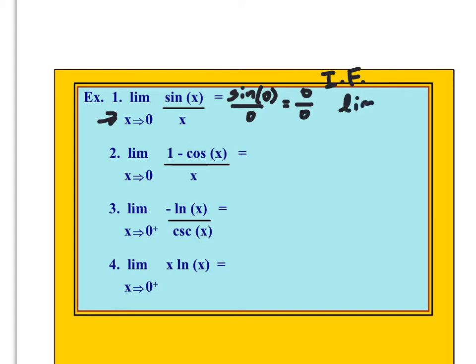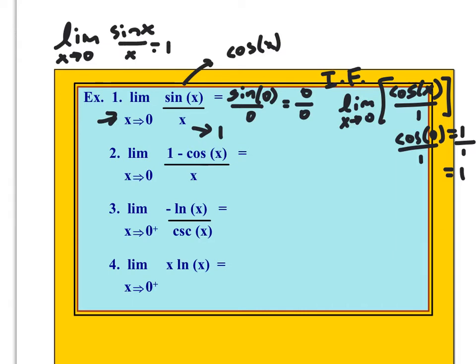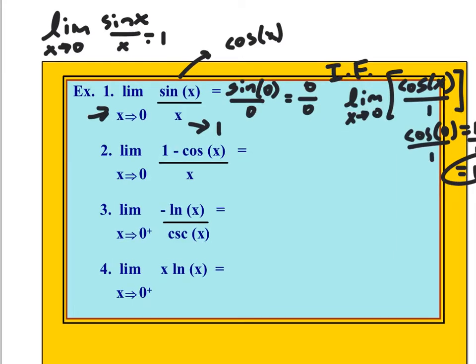Therefore, I'm going to take the limit as x goes to 0 of the derivative of the top and the bottom. Derivative of the top is cosine x. Derivative of the bottom is 1. So now I have the cosine of x over 1. When I evaluate that, the cosine of 0 is 1. Divided by 1 would be 1. And look, that's one of our special limits, right? Doesn't the limit as x goes to 0 of sine of x over x equal 1? There you go, L'Hopital's Rule, you are our friend.